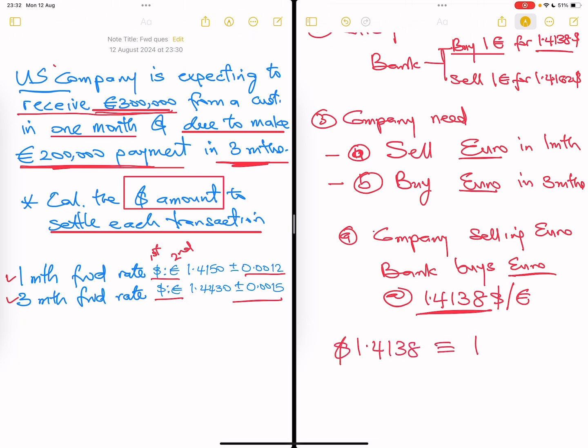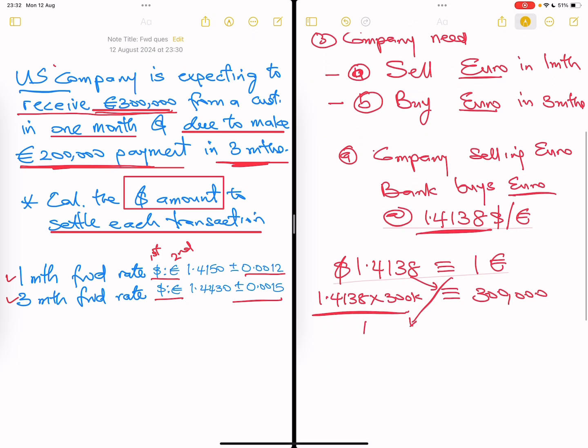is equivalent to €1. Whereas the company needs to sell how much euro? 300,000. So we need to know the equivalent of 300,000 euro. And that will be 1.4138 multiplied by 300,000, then divided by 1. Let's press it on the calculator. 1.4138 multiplied by 300,000 gives us $424,140.